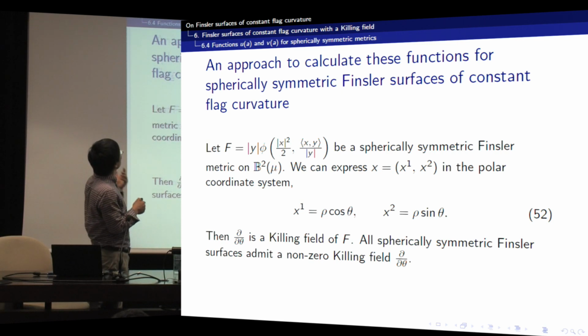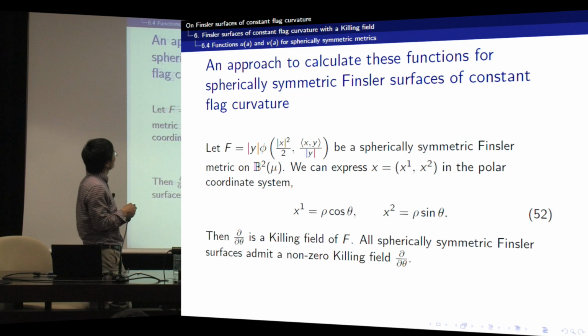Now we talk about the functions UA and VA for the spherically symmetric metric. For the spherically symmetric metric, we can get an approach to calculate these functions, UA and VA. Let F be a spherically symmetric Finsler surface.